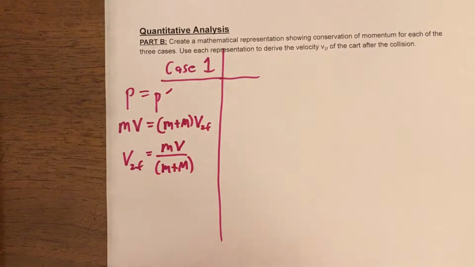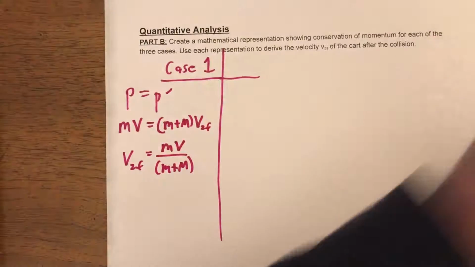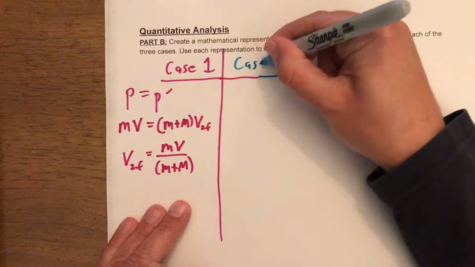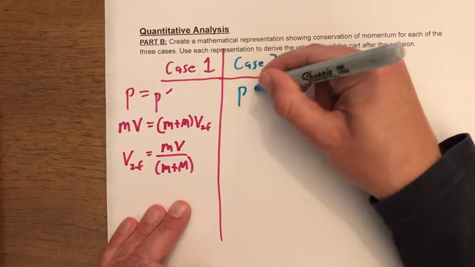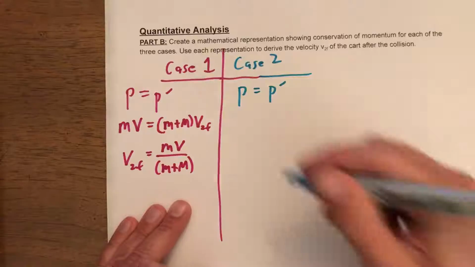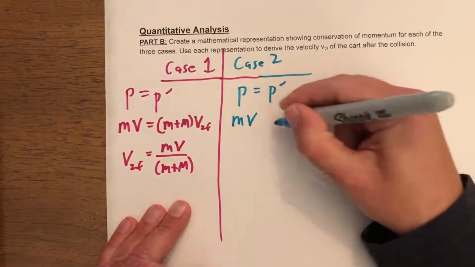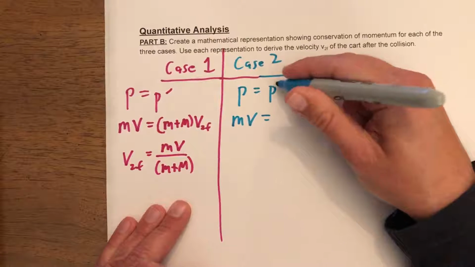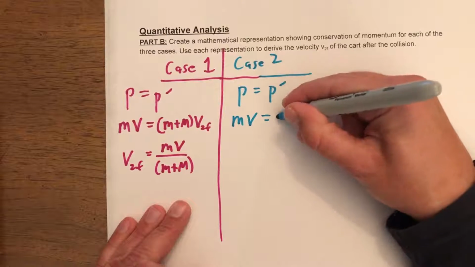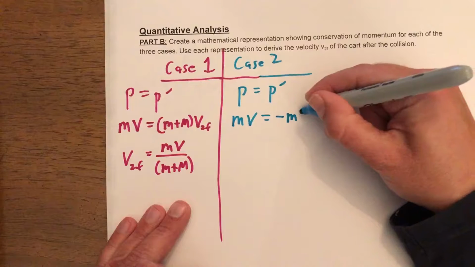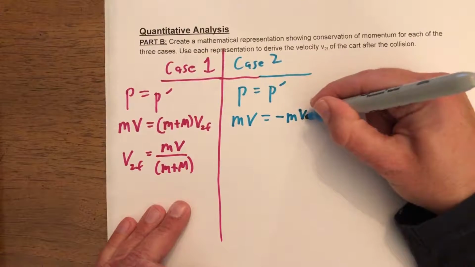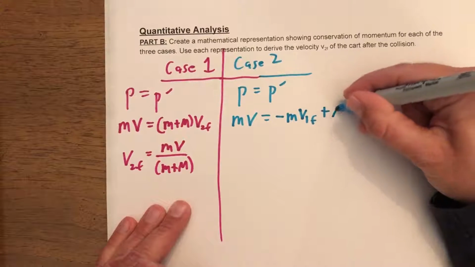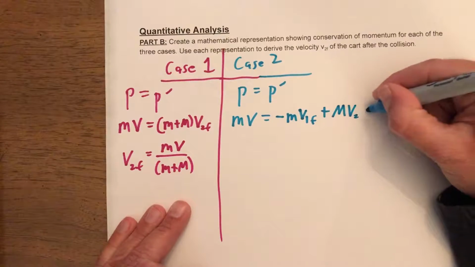So now let's look at case 2. Case 2, if you remember, it was where it bounced backwards. So again, the initial momentum is equal to the final momentum. We've got mv for the dart again. The cart doesn't add any momentum. This time, because it goes backwards, we're going to have some negative momentum of little m times v1f, we could call it, so object 1 backwards, plus the mass of the cart times v2f.